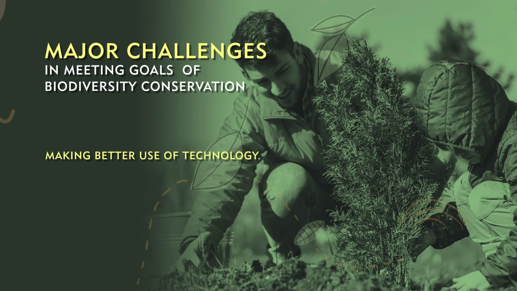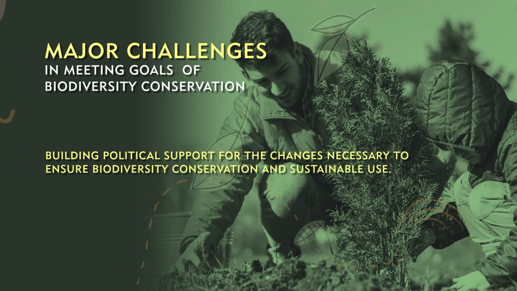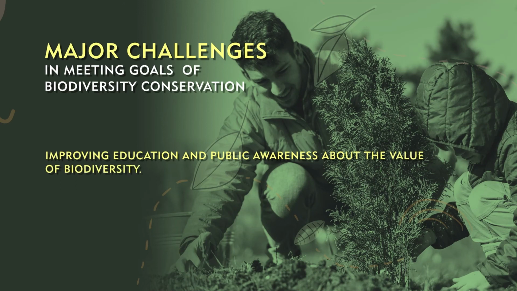Making use of better technology and practice, and whether we will be able to use that effectively or not, is also one of the challenges in achieving biodiversity conservation. Then building political support for the changes necessary to ensure biodiversity conservation and sustainable usage. It's very difficult to build the political will to achieve biodiversity conservation. Improving education and public awareness about the value of biodiversity is also not an easy task.